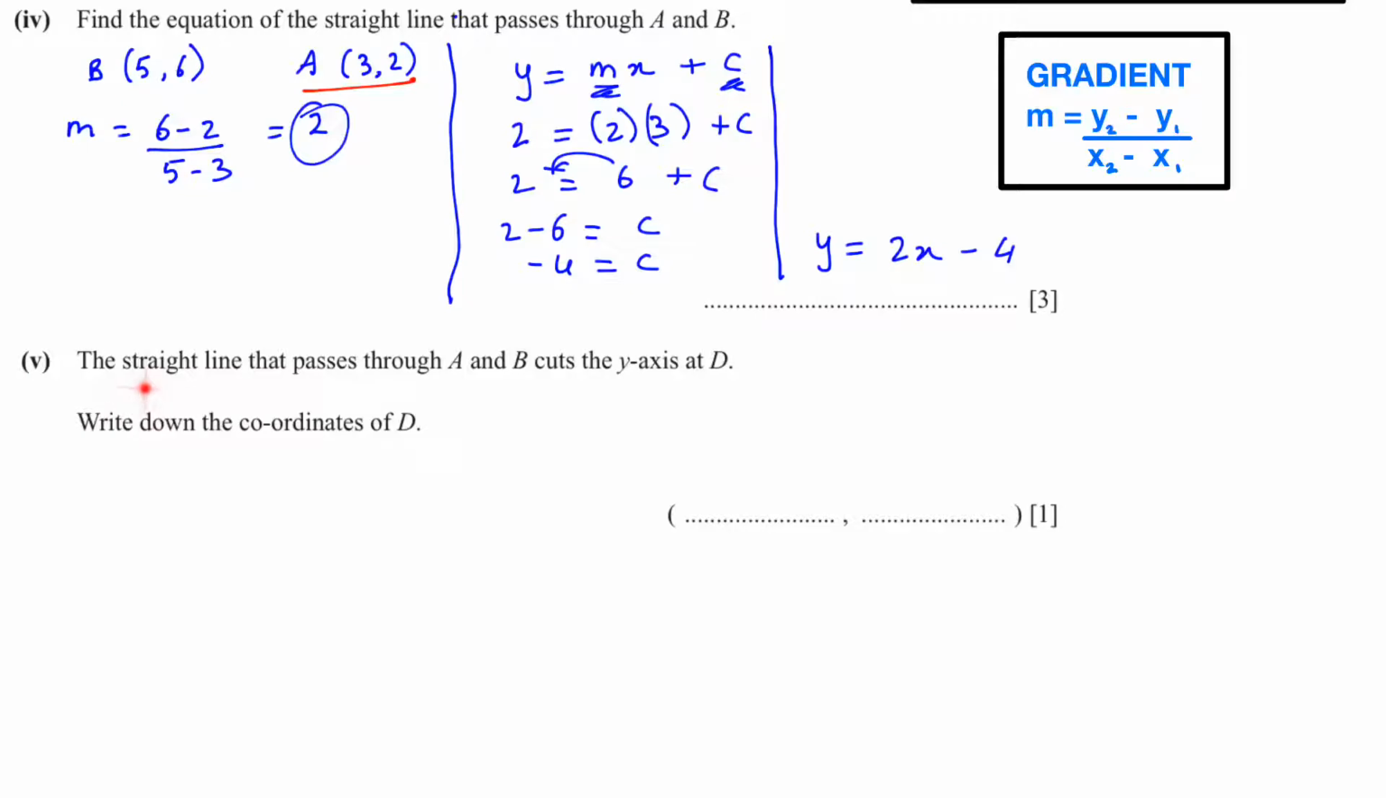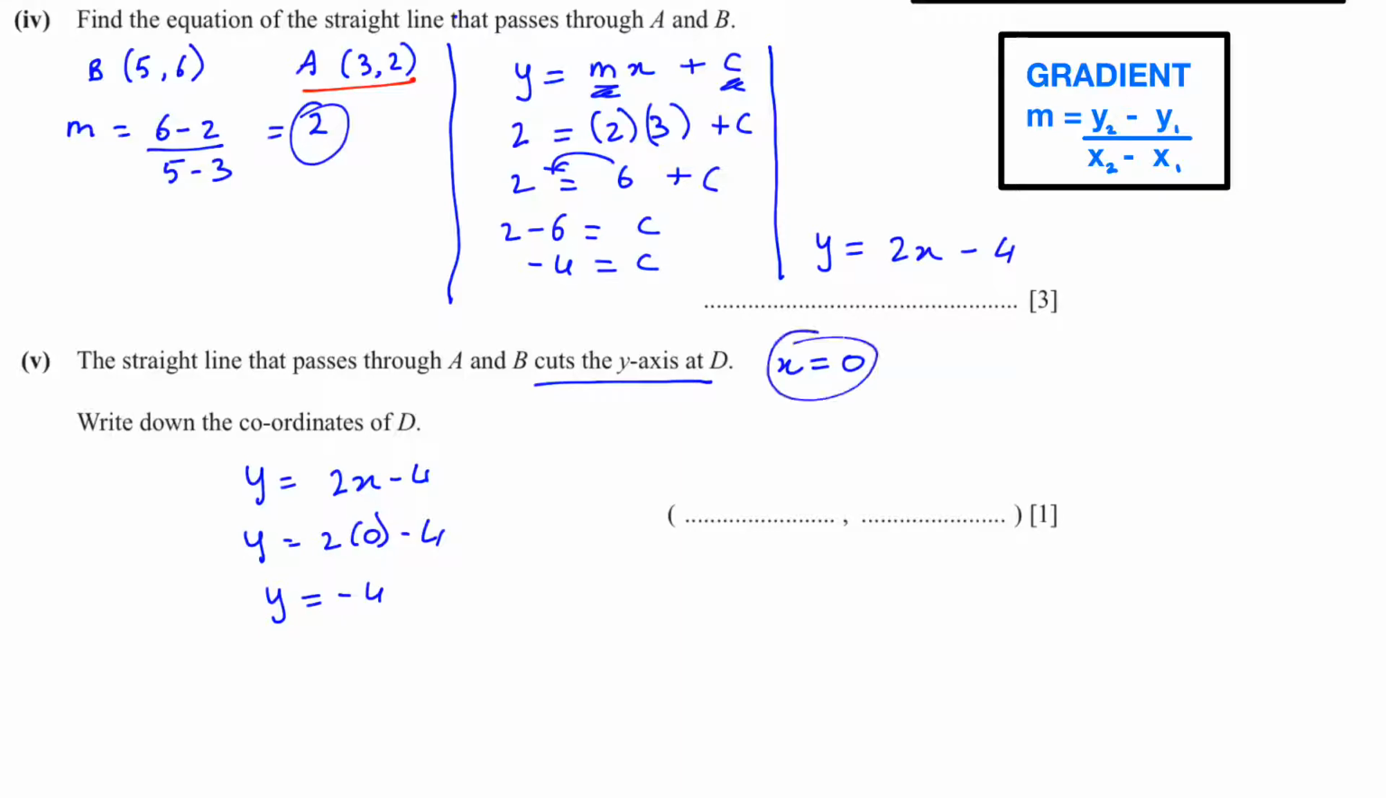Part 5. The straight line that passes through A and B. This is the line. It cuts the y-axis at D. Write down the coordinates of D. Cuts the y-axis at D. It means that our x coordinate is 0. So in this equation of line y is equal to 2x minus 4, replace the x with 0 to find your y, and we got y is equal to negative 4. So x is 0 and y is negative 4.